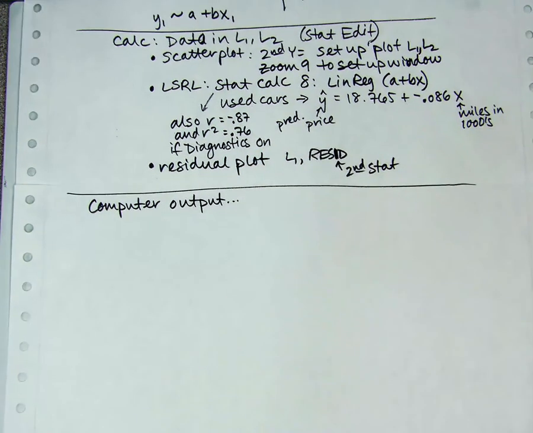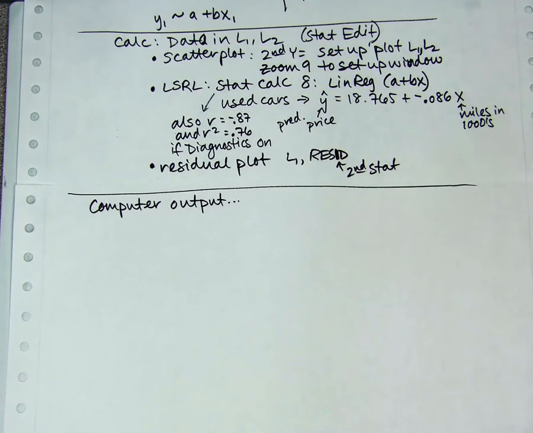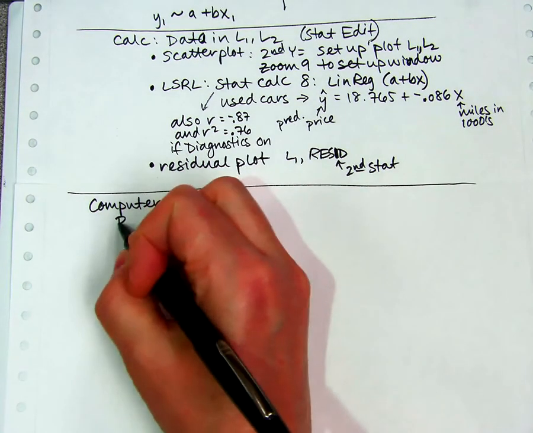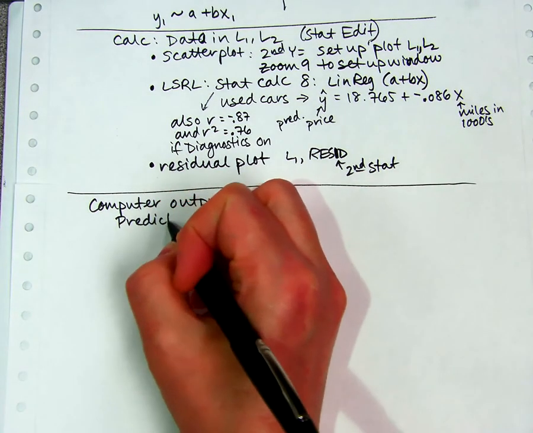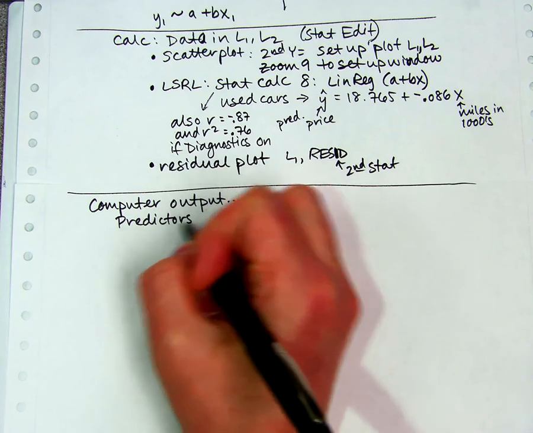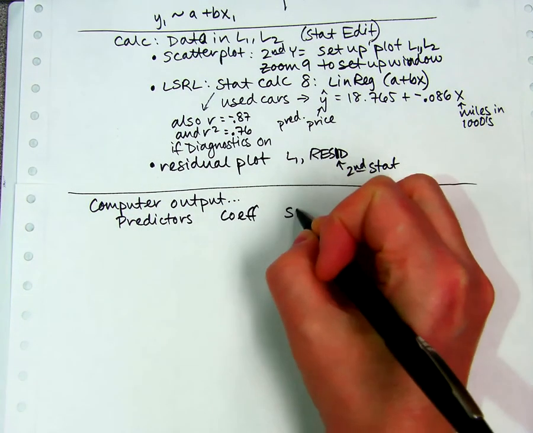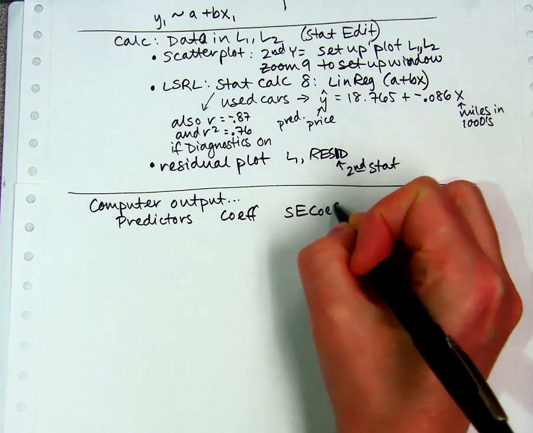But what happens a lot in the book and also on the AP test is they give you output that came from one of these programs. So let me show you what that looks like. Usually there's a column called predictors. Sometimes this has a different label on it. Coefficients. There's some other stuff over here that we're going to learn later and not yet.